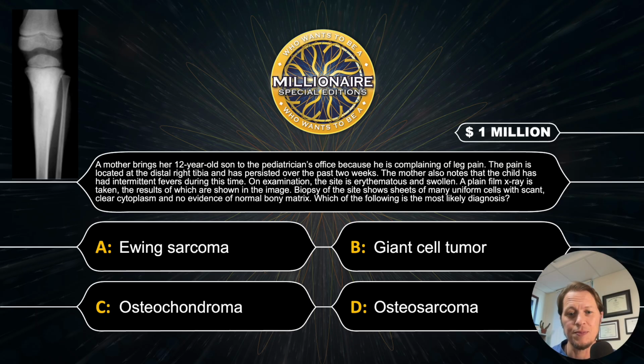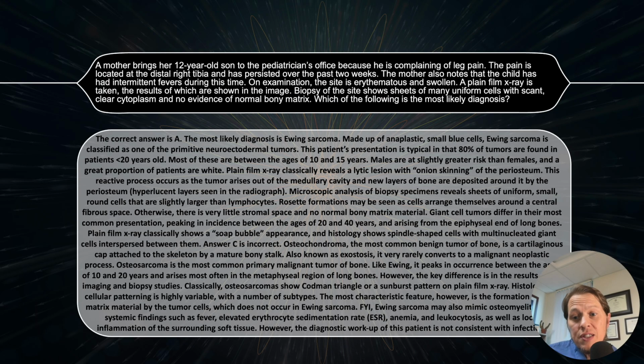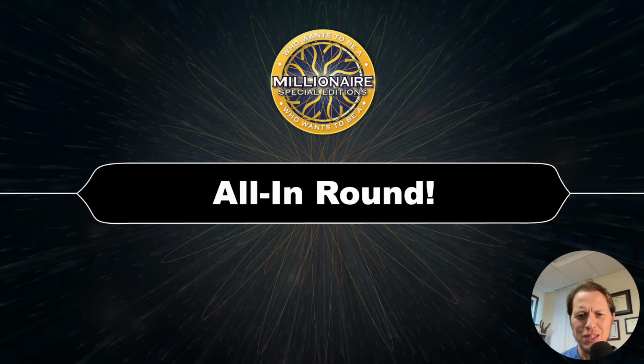Another really hard one. Pause it if you need to. So yes, this is Ewing sarcoma. Unfortunately, a very terrible thing that can happen to a pediatric population. You can review all the different ones there and the reason why those were incorrect, but this is why this is a tough one.